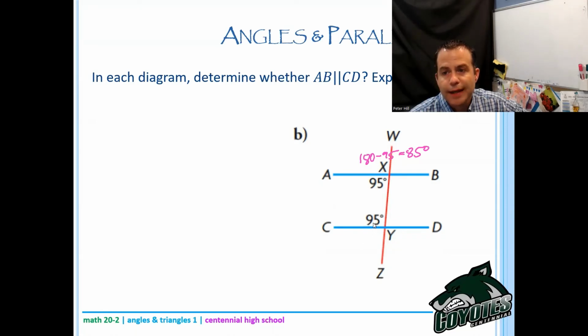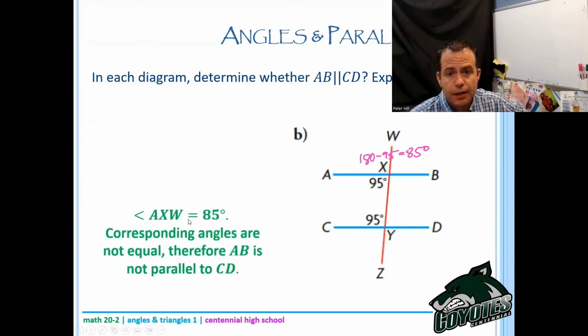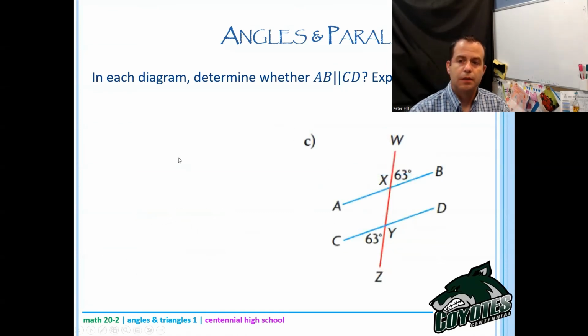okay? So then I can see that corresponding angles are not equal to each other, okay? So AB can't be parallel to CD because those corresponding angles don't equal each other. Now, I chose to focus up here and make these two corresponding. You could have easily chosen to focus down here and make those two corresponding. Doesn't matter, okay? All right. Let's try this one then.